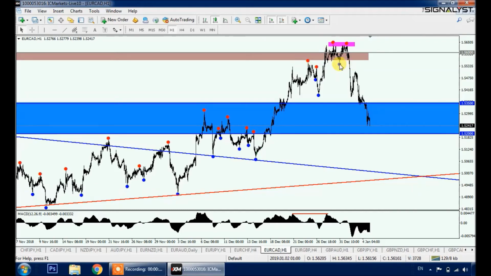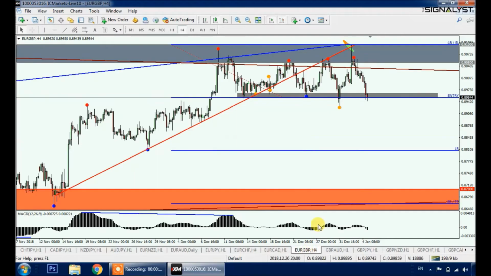We could have entered here and it would probably hit our TP. Yes, it did. So now we are waiting on this one to get around here to look for long opportunities. Our last euro pair is Euro GBP.